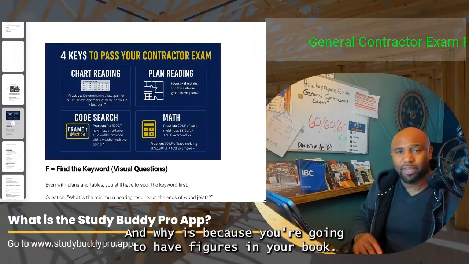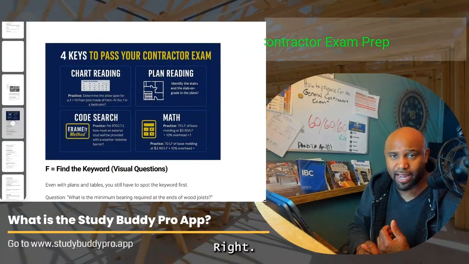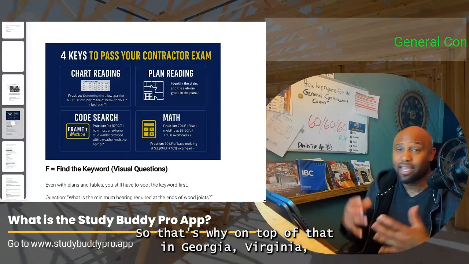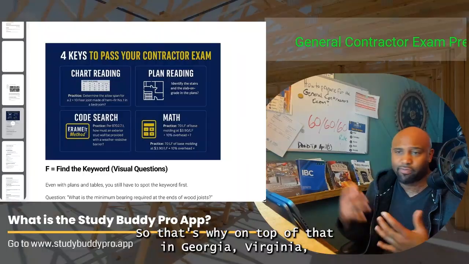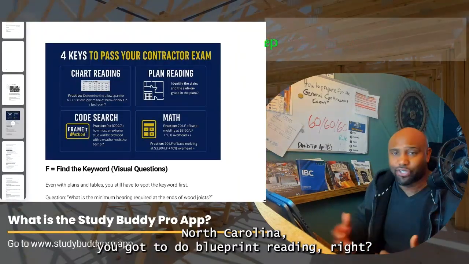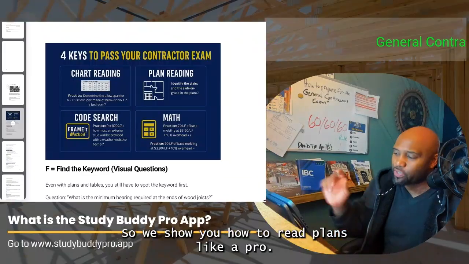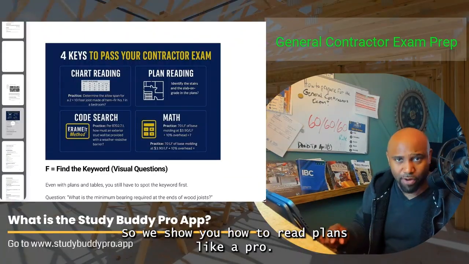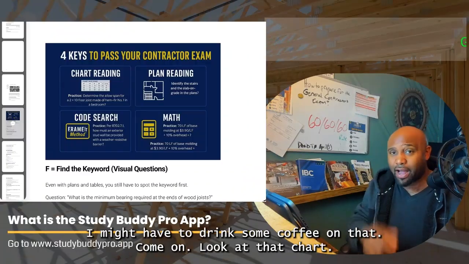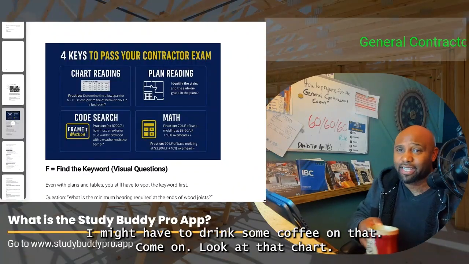And why? Because you're going to have figures in your book, right? All those figures that you got to read the diagram. So that's why on top of that, in Georgia, Virginia, North Carolina, you got to do blueprint reading, right? So we show you how to read plans like a pro. All right, break down every symbol so you know exactly how to do it. I'm gonna have to drink some coffee on that. Come on, look at that chart.